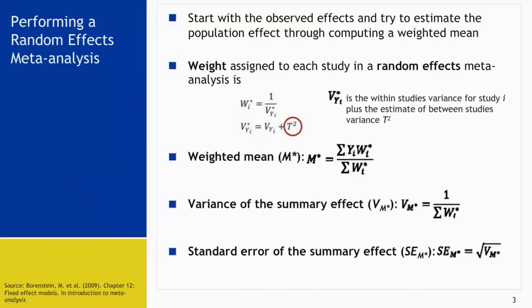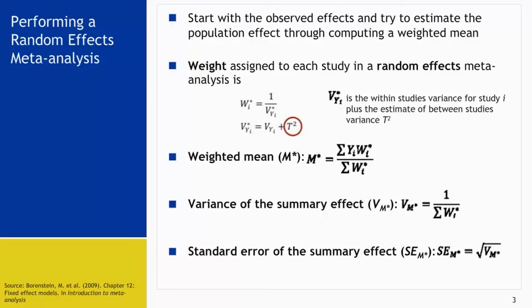Okay, so let's look at these. Again, they're just a set of equations. They look awfully similar to the equations you have seen previously. However, we have stars to denote the weight. You start with the observed effects and try to estimate the population effect by computing a weighted mean. The weight assigned to each study in a random effects meta-analysis equals 1 over the variance. Now we have a little star for the weight as well as the variance, which is different from the fixed effect model, because we want to modify that variance. Now the variance has the within study variance for each study i plus the estimate of the between study variance, tau square.